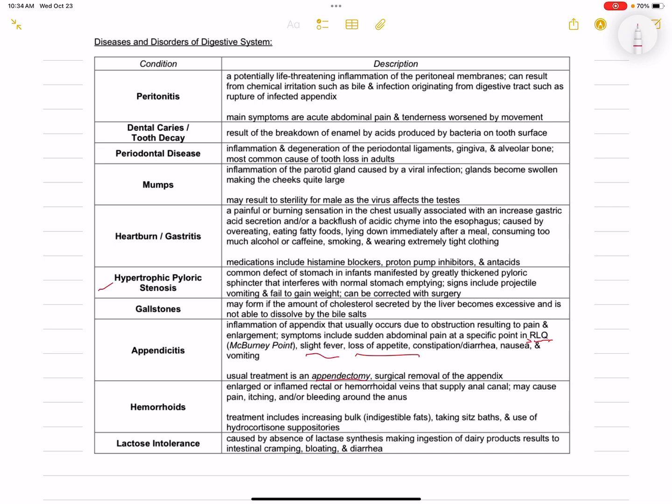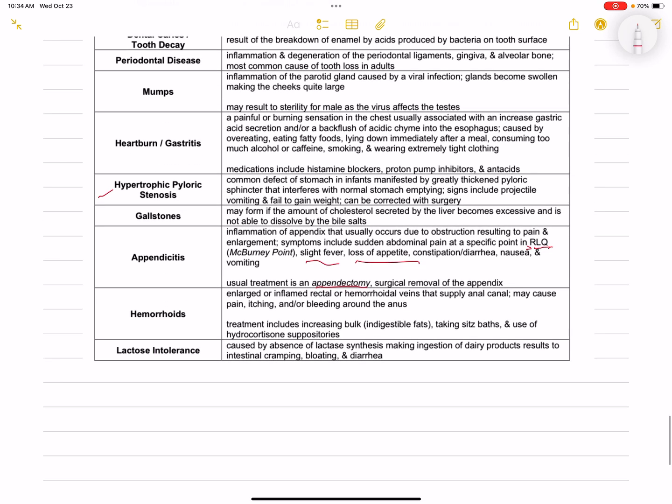So, next, hemorrhoids. In local terms, it is almoranas. These are enlarged or inflamed rectal or hemorrhoidal veins that supply the anal canal, and may cause pain, itching, and bleeding through the anus. Treatments include increasing bulk, taking sitz baths, and use of hydrocortisone suppositories. Suppositories are medicines inserted into the anus.